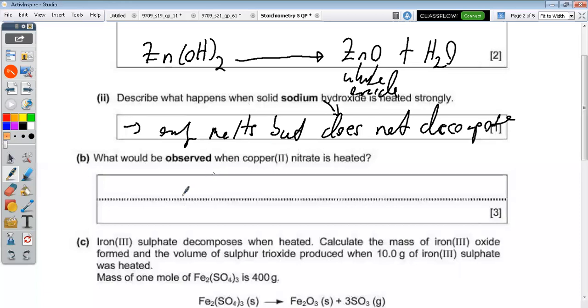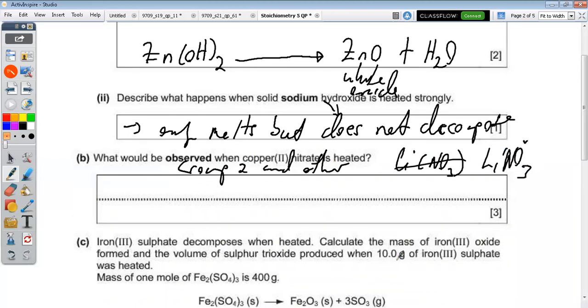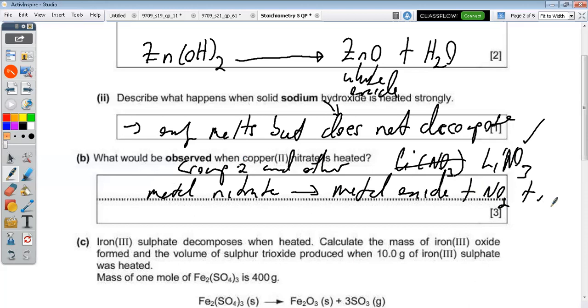With nitrates, group 2 and your other metals, so for most metals except group 1. The only metal in group 1 that behaves like the other nitrates is lithium nitrate. Lithium nitrate is the only one that behaves like group 2 and other metals. In general, if I heat a metal nitrate, I should form a metal oxide plus nitrogen dioxide plus oxygen. I form 3 things. Lithium nitrate does that, but the other group 1 metals don't behave like that.